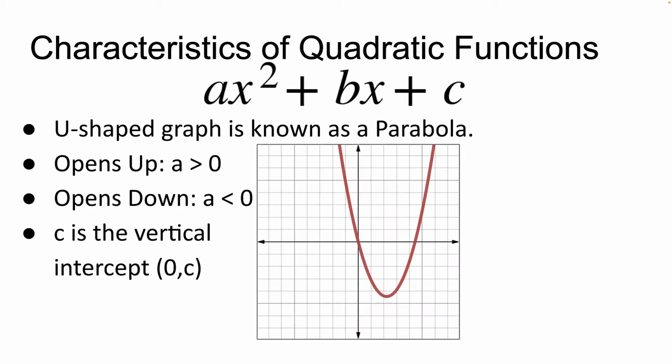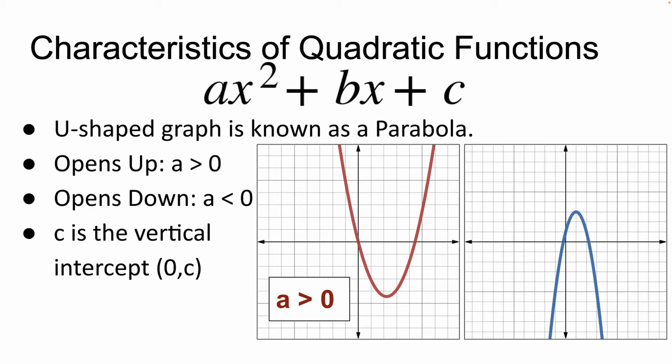So if you look at this graph here, this parabola opens upward. That means without even knowing the formula for this function, we know that the value of the coefficient in front of x squared, a, will be greater than 0. This parabola opens down, so without knowing anything about the parabola, we know that the coefficient a, which would be in front of x squared, is going to be negative or less than 0.